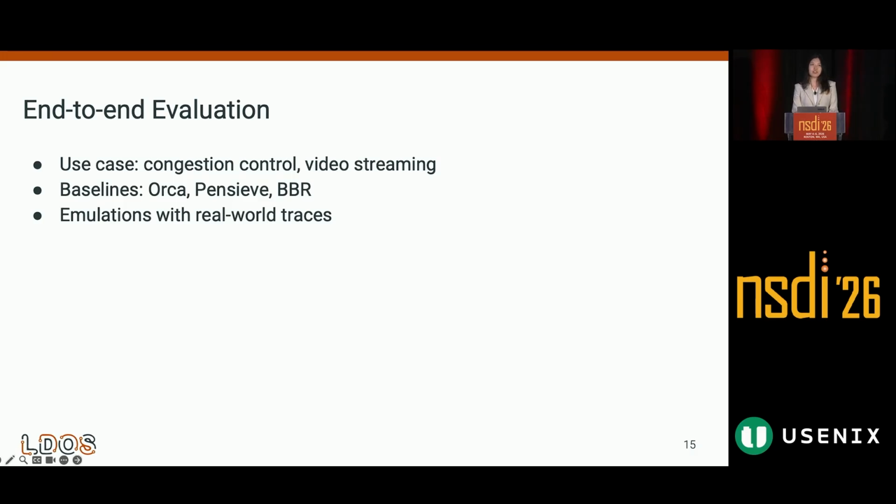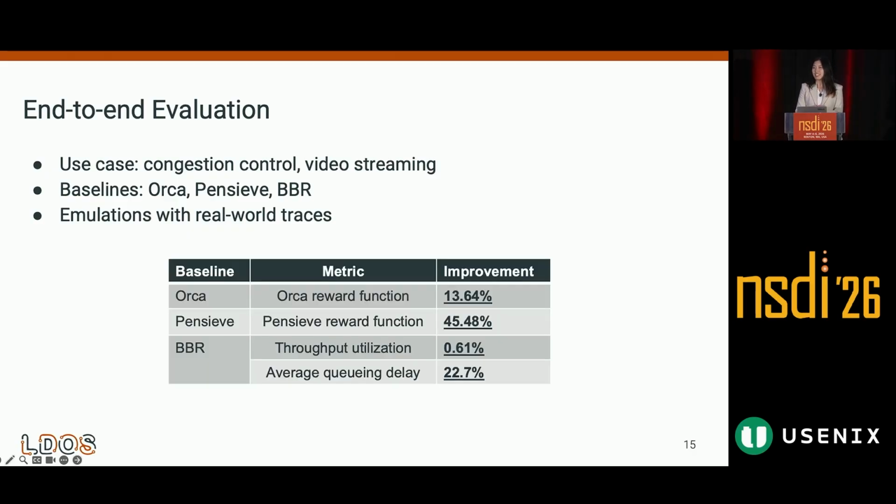We evaluate Unum in two use cases, congestion control and video streaming. We compare it against learned controllers like Orca and Pensive and also heuristic congestion controller BBR. All these experiments are in real-world emulations with real-world traces. What we find is that integrating Unum consistently improves performance. For learned controllers like Orca and Pensive, we see a 13% test reward improvement for Orca and a 45% improvement for Pensive. And for heuristic control with BBR, we maintain a similar throughput utilization while having a 22% reduction in average queuing delay.